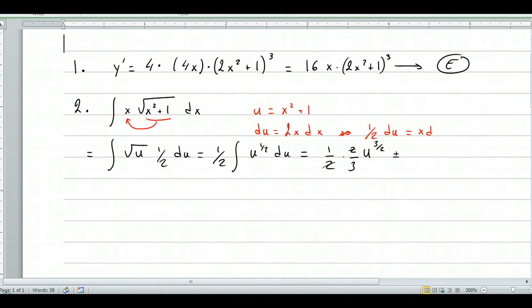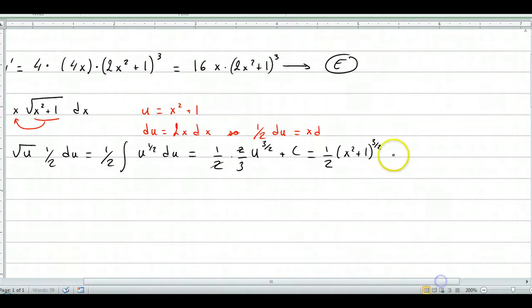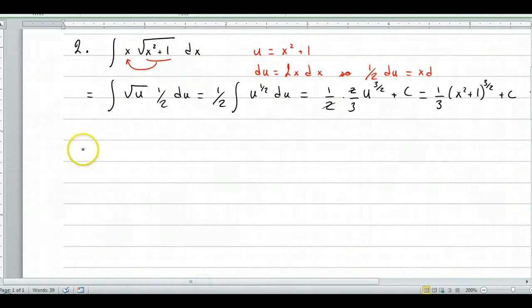Oh, forget the c right there, plus a constant. Never forget your constant, but it doesn't matter. This is multiple choice, right? You got to go quickly. Plus c. So it is equal to 1/3 (u is x squared plus 1) to the 3/2 plus c. So I said 1/3, but I wrote 1/2. Be careful with careless mistakes on the exam. 1/3 (x squared plus 1) power 3/2 plus c, that's c, right? Yeah. Okay.